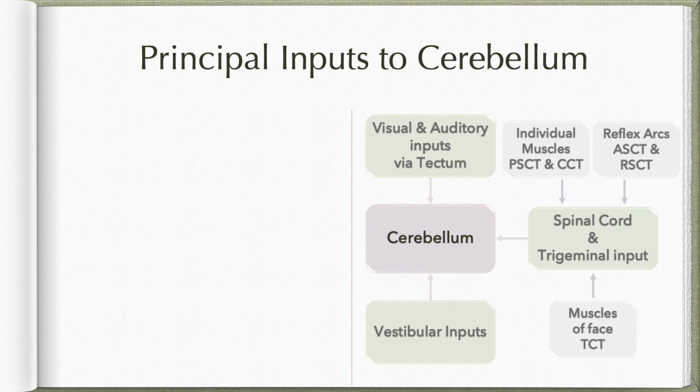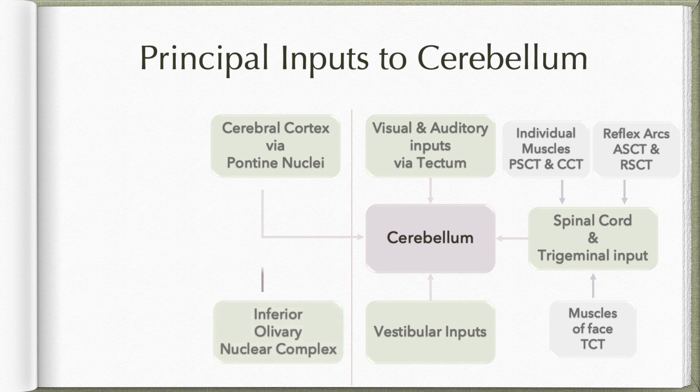So all these three inputs, that is vestibular input, input from the spinal cord and trigeminal input, and visual and auditory input from the tectum, will all be ipsilateral inputs. The cerebellum also receives contralateral input from the cerebral cortex via the pontine nuclei, that is the cortico-pontocerebellar pathway, and it will also receive contralateral inputs from the inferior olivary nuclear complex. As we know, all other inputs to the cerebellum form the mossy fiber inputs, whereas the fibers coming from the inferior olivary nuclear complex form the climbing fiber afferents.